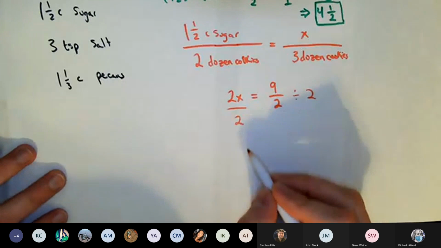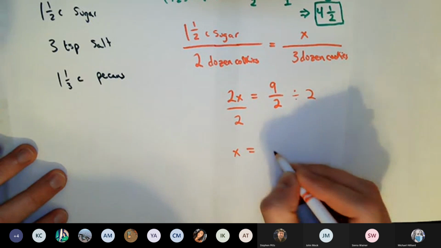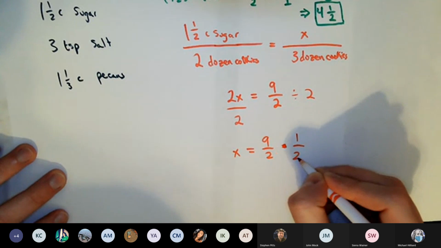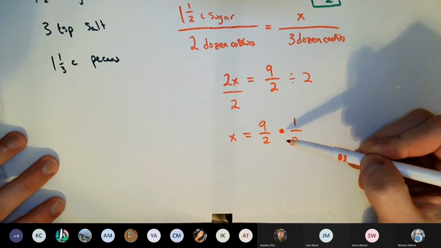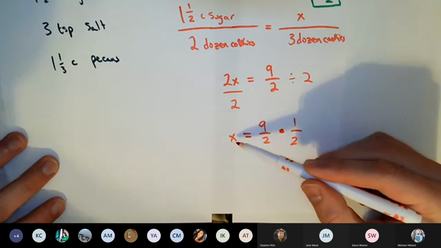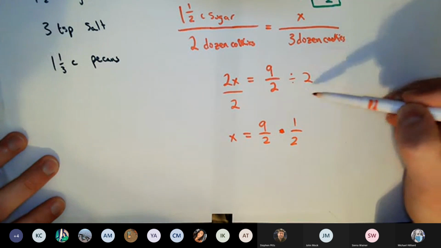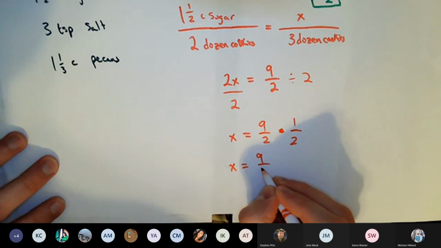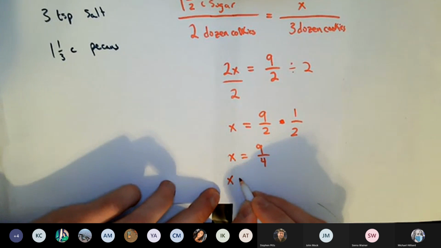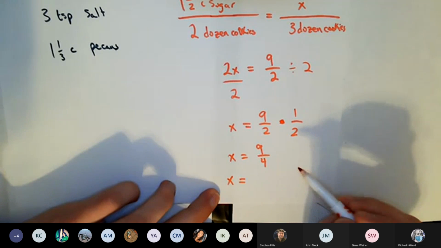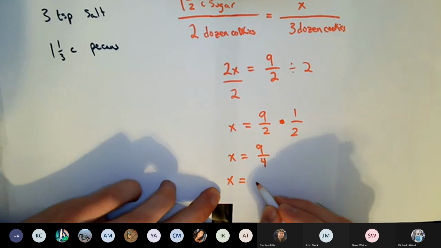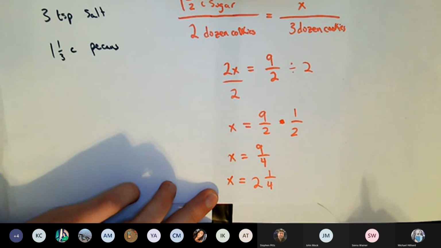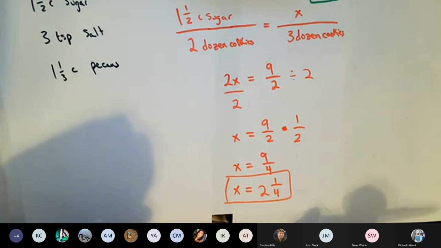Okay, so this side, the left-hand side's easy, cancels out, no problem there. What about over here? Well, I've got 9/2 divided by 2, but that's the same as 9/2 times 1/2. Flip the operation to multiplication, which I'm using a dot instead of x, and invert this number. 2 inverted is 1/2. All right, so long story short, we get 9/4 here. And then what does that look like as a mixed number? How many times does 4 go into 9? Twice, with 1 little piece left over. So 2 1/4. That is how many cups of sugar you'll need.